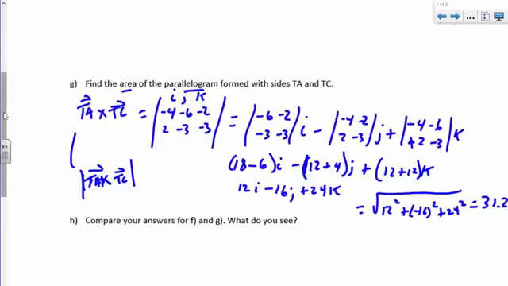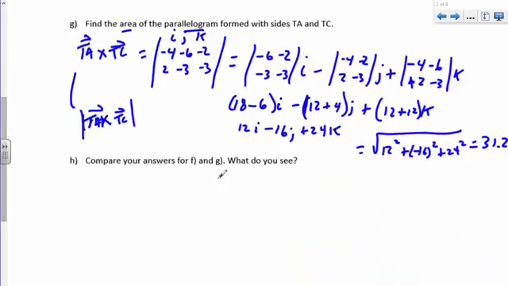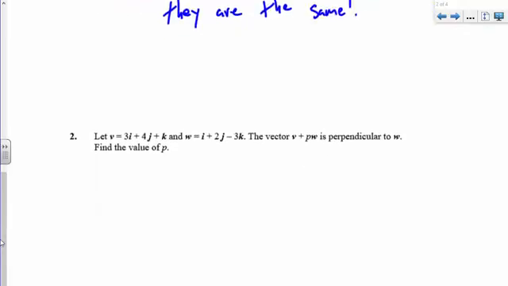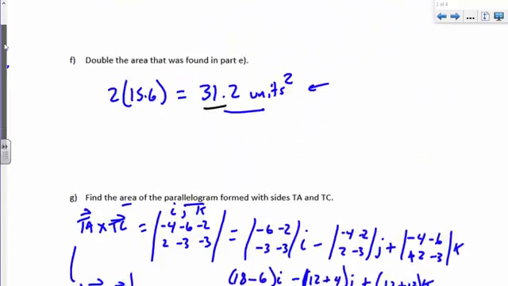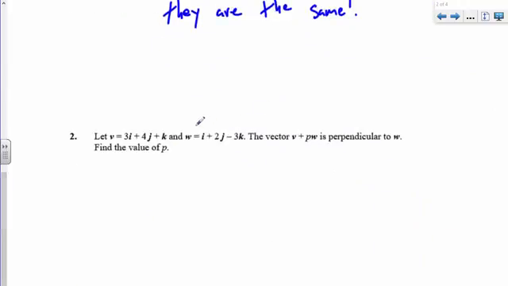So it says compare your answers to this one and the one up above it. What do you see? They are the same. That's what you should have seen from this. They are the same. Okay, number 2. See, all that was question 1. That was half the test. Was one question. Lots of parts to it, right? But here we are. Question 2.